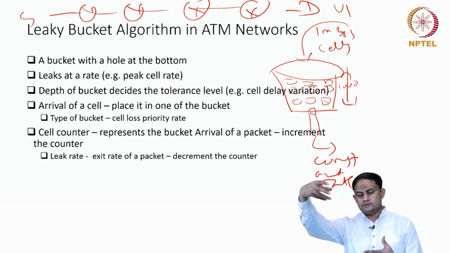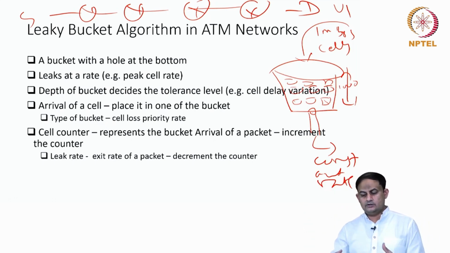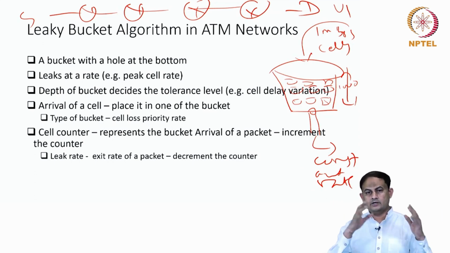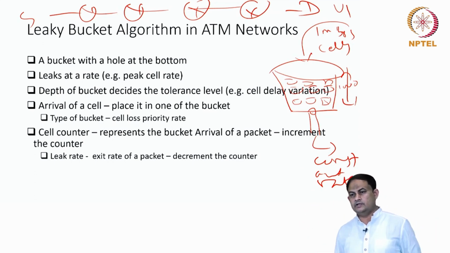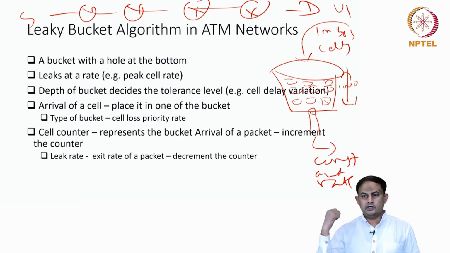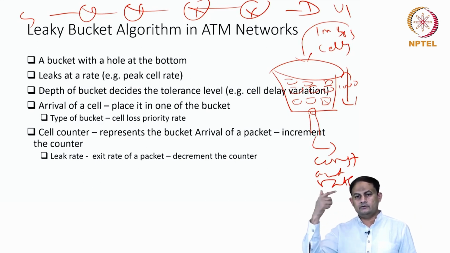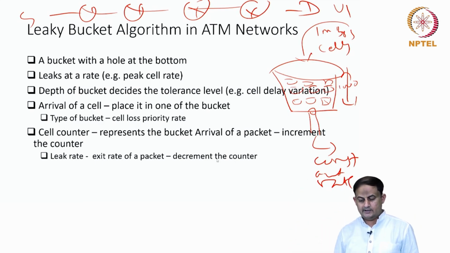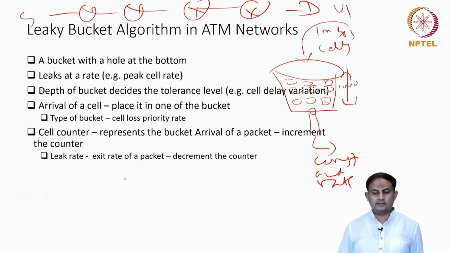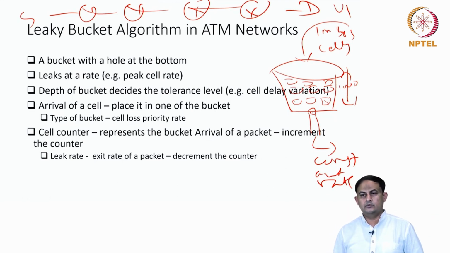Every time something comes inside the bucket, a counter is kept. That counter increments, indicating how many cells are buffered, and every time a cell exits from the bottom of the bucket, the counter is decremented. If the counter ceiling value is 1000 and the minimum value is 0, then when one cell exits, you decrement the counter to 999, and a new packet can come and sit inside the bucket. That's how the leaky bucket algorithm works.